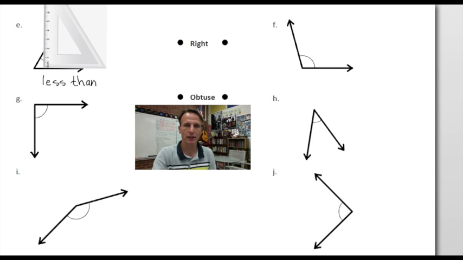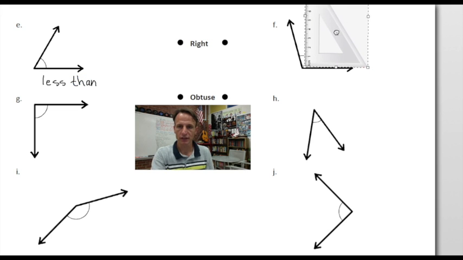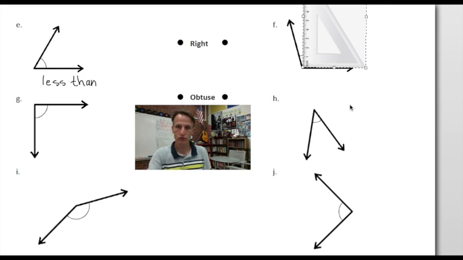And let me grab my triangle. Remember, you're using your little device. And bring it over to F here. And we can see, obviously, that angle F is greater than a right angle, which means it's obtuse.